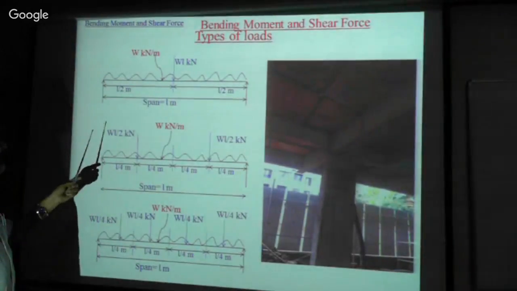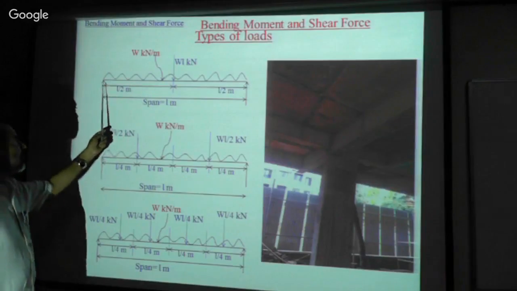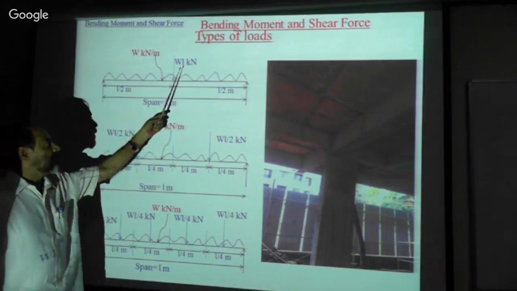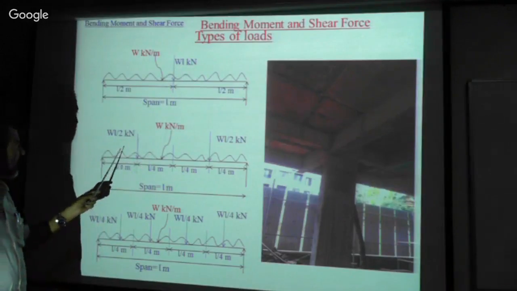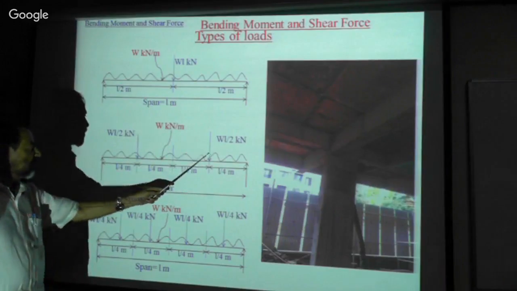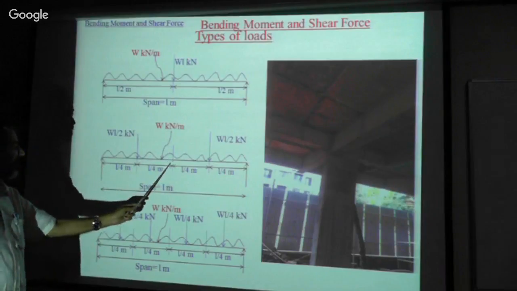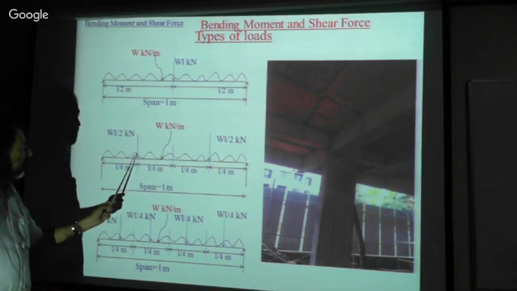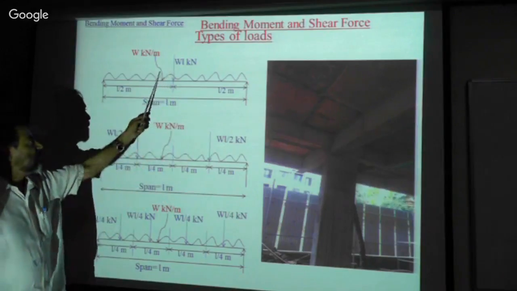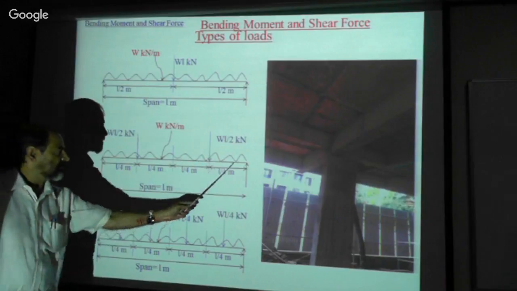And this is one conversion of UDL into point loads. In this diagram, the entire UDL is converted into a point load, WL kilonewton. Whereas here I have converted this entire UDL into 2 point loads. The total load is WL, and each half of the UDL is converted into a point load. Therefore, this is one point load which is acting at the center of the span.